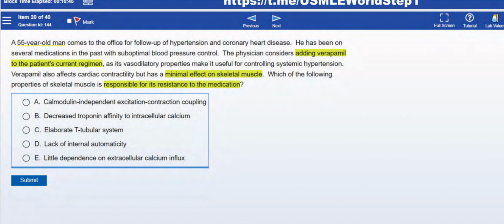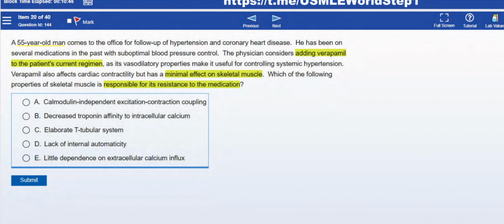Which of the following properties of skeletal muscle is responsible for its resistance to the medication? Option A, calmodulin independent excitation, contraction coupling. Option B, decreased troponin affinity to intracellular calcium. Option C, elaborate T tubular system. Option D, lack of internal automaticity. Option E, little dependence on extracellular calcium influx.